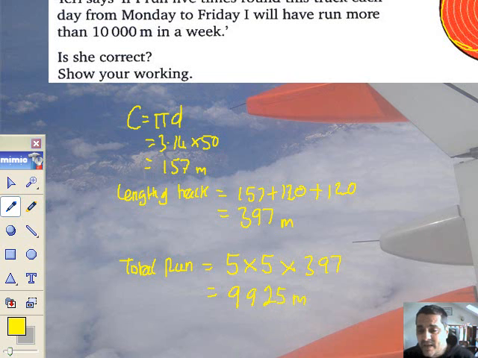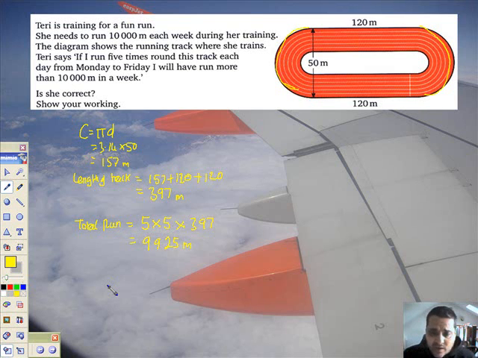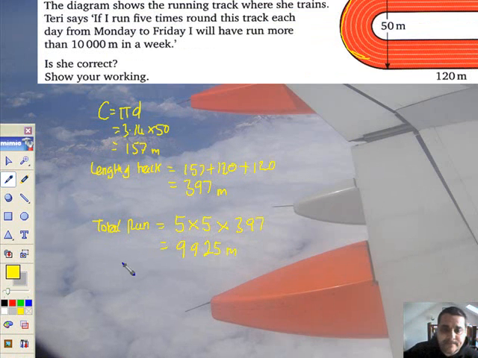Ooh, she doesn't quite make it, does she? If that was a 400 meter track, let me just work this out myself. So 25 times 400 equals, well, look at that. If it was a 400 meter track and I could lift it to 400, that would be exactly 10,000 meters. Now Terry's saying I would have run more than 10,000 meters in a week, and we have to say, is she correct? We say Terry is wrong.